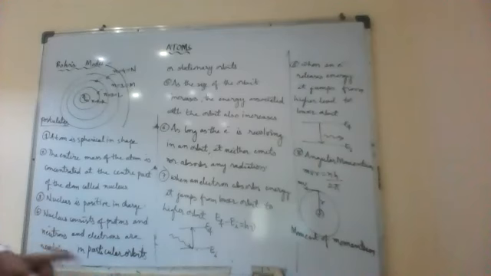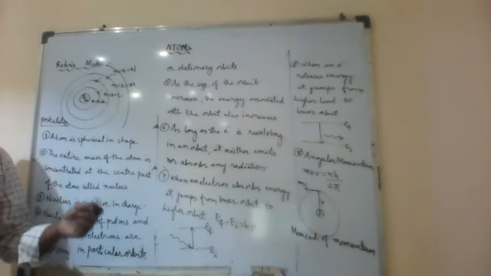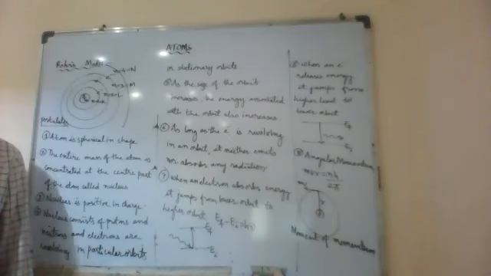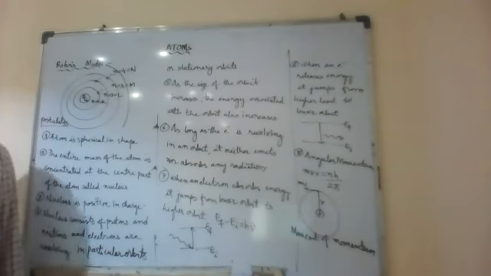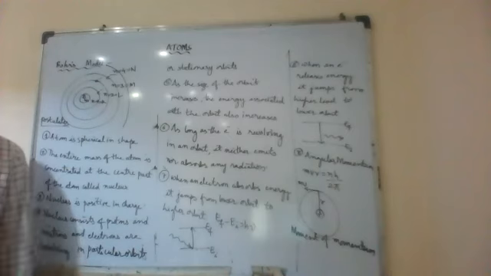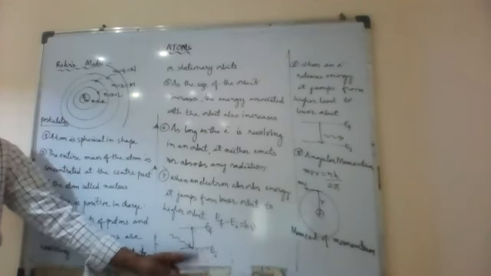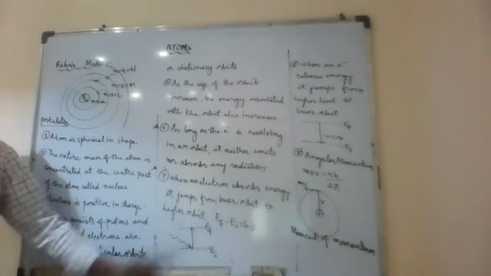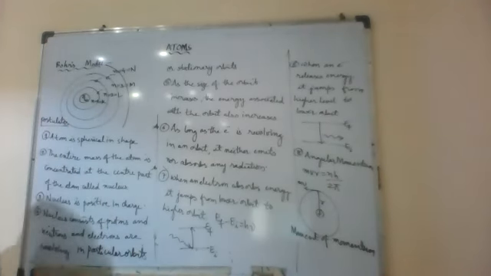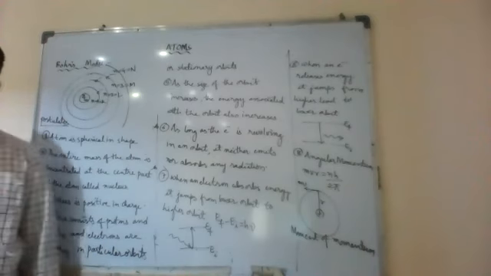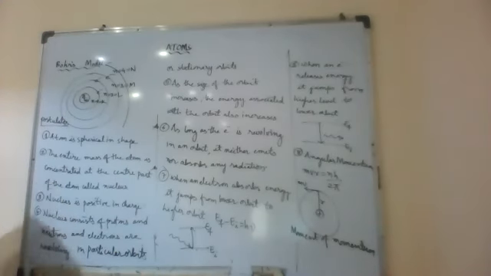Actually, what will happen? When an electron absorbs energy, it will go to the higher level. There it will stay only for 10 to the power of minus 9 seconds, 1 nanosecond, and it will again release the energy and come back to the stable ground state. This is said to be the ground state and the excited state. It will absorb the energy, go to the higher energy level, live there for 10 to the power of minus 9 seconds, and come back to the lower level by releasing energy in the form of light.